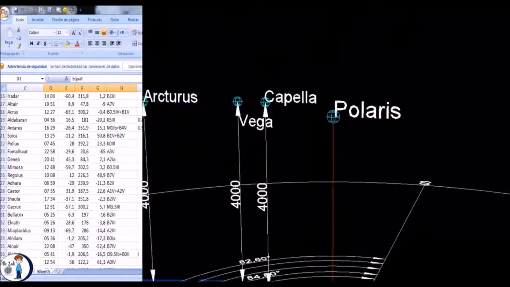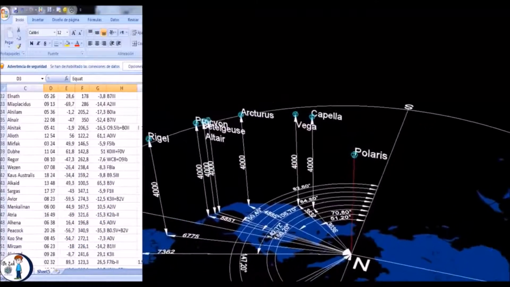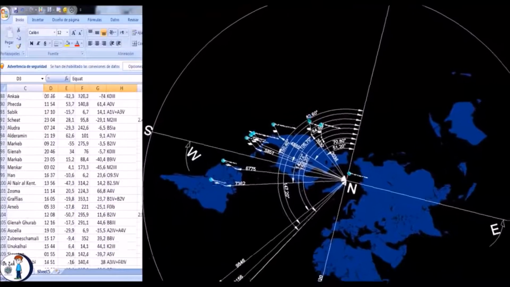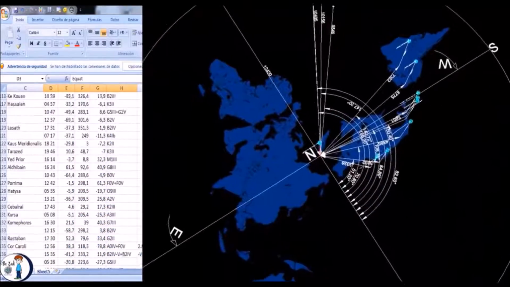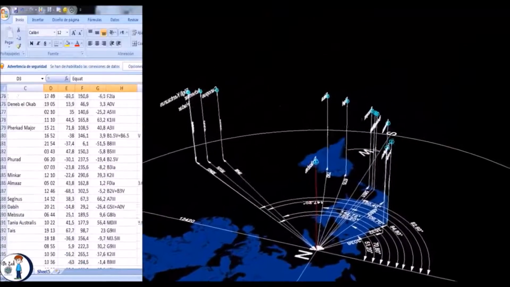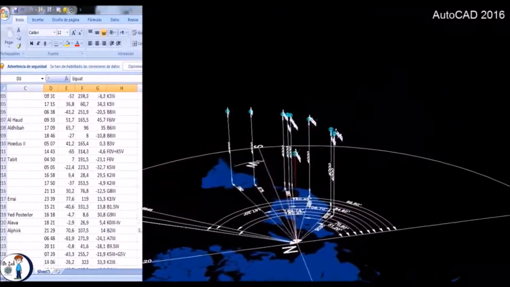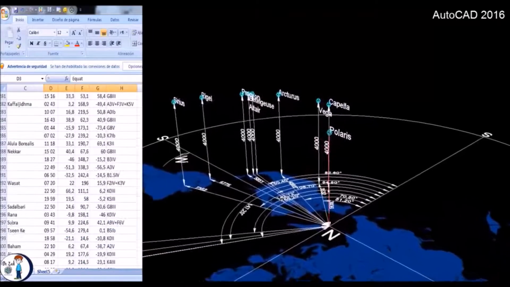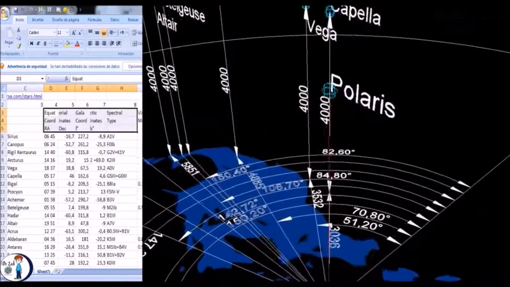This is a quick view of the stars in AutoCAD so you can understand how we draw them in Cinema 4D. All the stars you see on the model are 4,000 miles up, and the angles of the stars are accurate and they match modern science. We didn't make them up. And that Excel sheet on the left side of the screen shows all the data that we used. You can find it in the description.